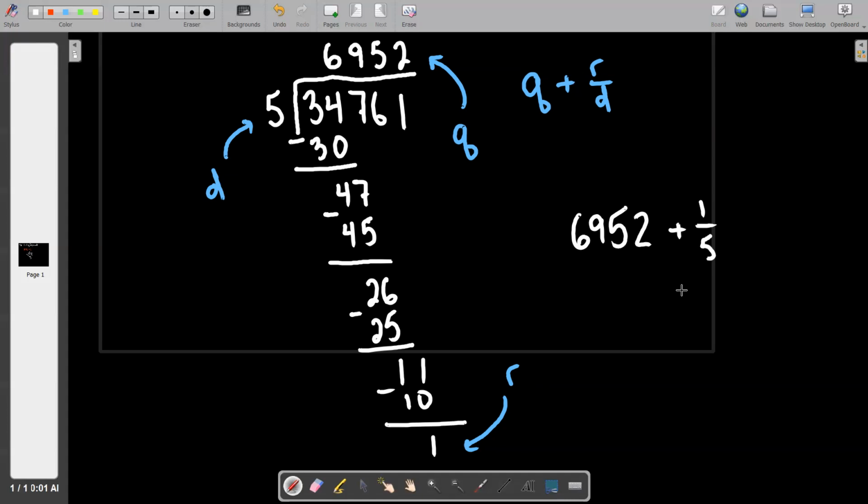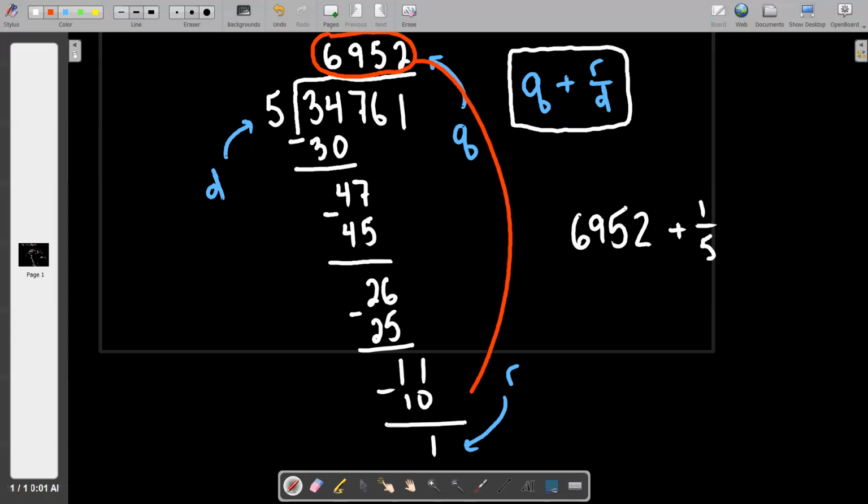If this were fourth grade, we probably wouldn't put the plus sign. We would probably just put 6,952 and 1/5. That's the way somebody taught it to you. And so if it helps you, obviously you have this written down, Q plus R over D, but if it helps you, it goes clockwise, which is pretty cool. So if you notice, we start up here, and that's what we write first, and then we go plus this over this. So it's like a clockwise pattern starting at the top. Got it?